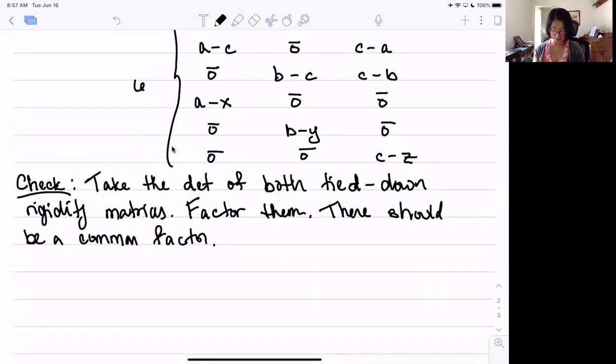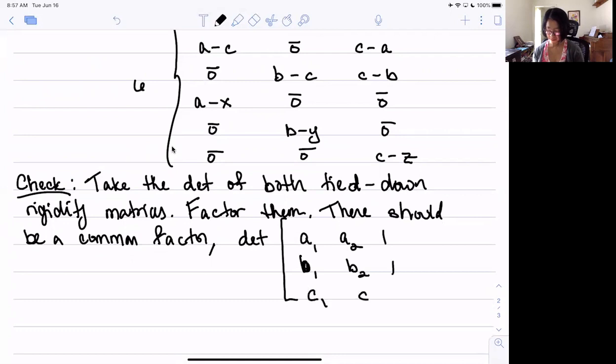The common factor should be the determinant of this matrix. It's a 3 by 3 matrix where, if you think about A as A1 comma A2, it'll be A1, A2, 1, B1, B2, 1, C1, C2, 1. So the determinant of that matrix should divide both of the determinants of those rigidity matrices.